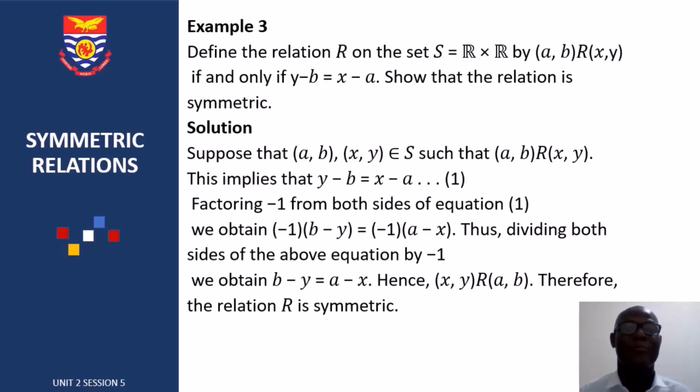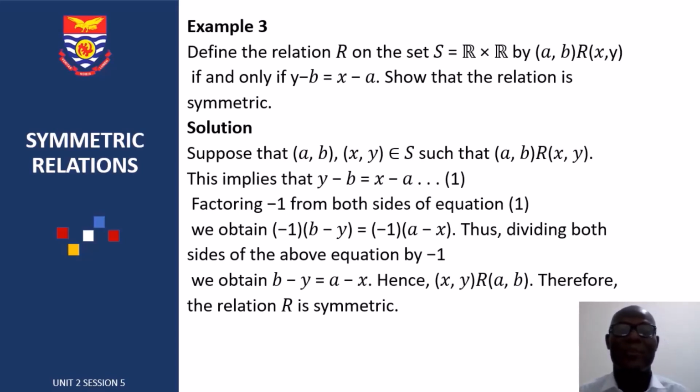Symmetric relations. Example 3. Define the relation R on the set S equals R cross R by (a, b) is related to (x, y) if and only if y minus b is equal to x minus a. Show that the relation is symmetric.